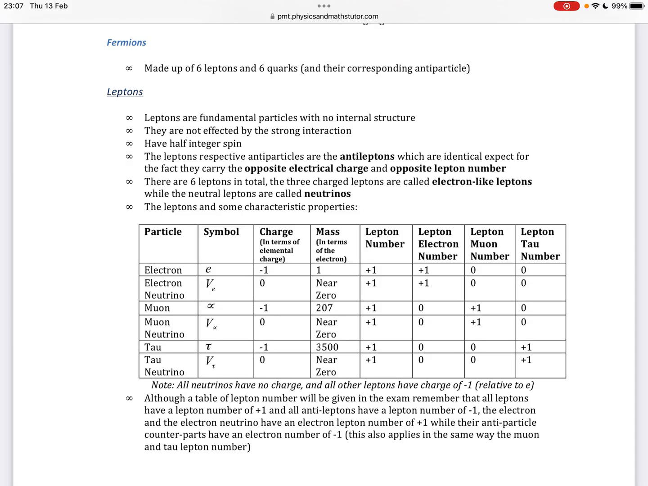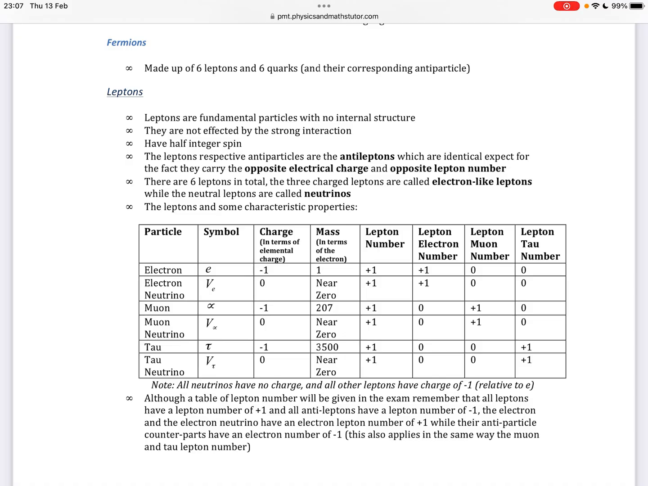also positive 1, muon number 0 and tau number 0. Muon, symbol as you see, charge negative 1, mass 207, lepton number positive 1, electron number 0, muon number positive 1, tau number 0. Muon neutrino, as you see, charge 0, mass near 0, lepton number positive 1, electron number 0, muon number plus 1, tau number 0. Tau, symbol as you see, charge negative 1, mass 3,500, lepton number positive 1, 0, 0, 1. Tau neutrino, as you see the symbol, charge 0, mass near 0, lepton number 1, 0, 0, 1.